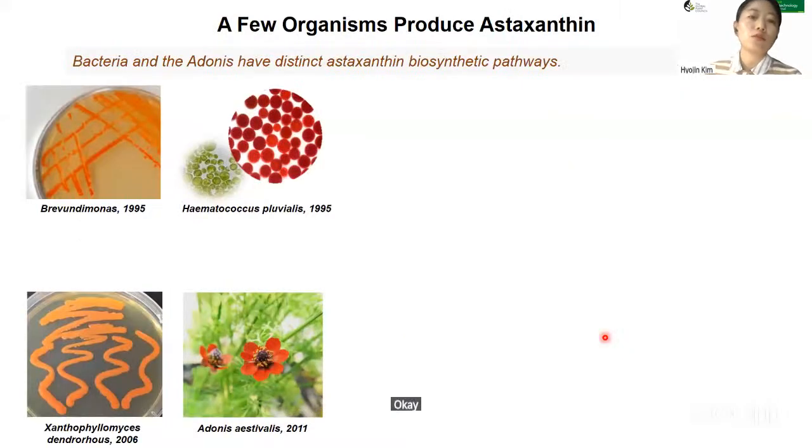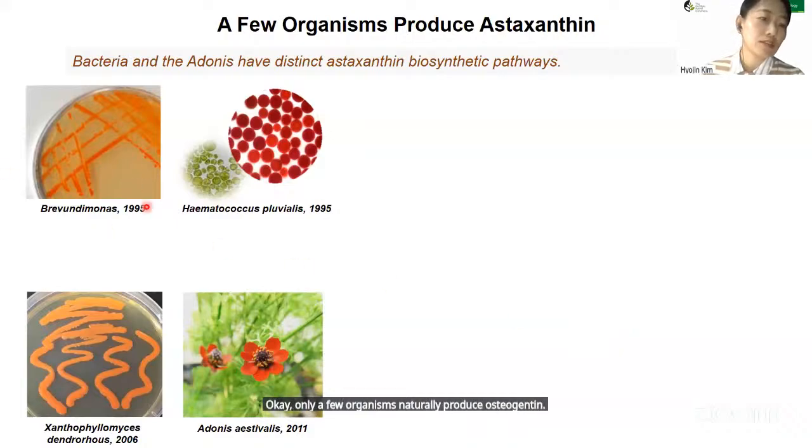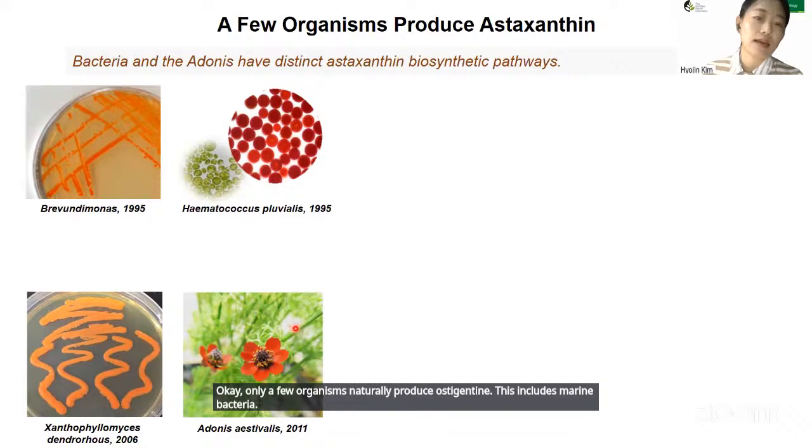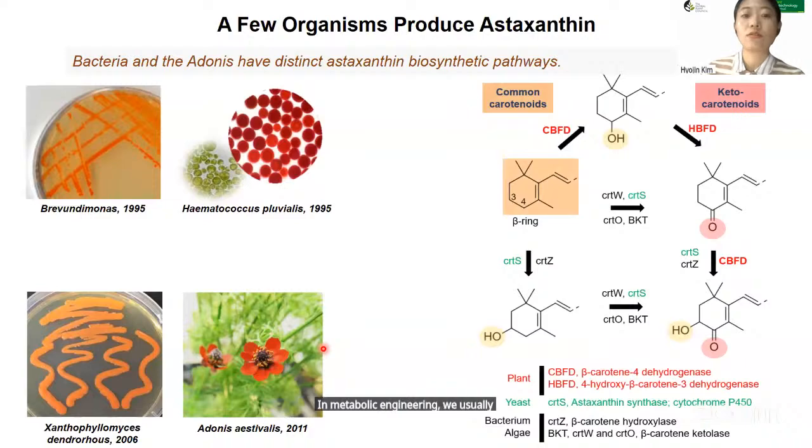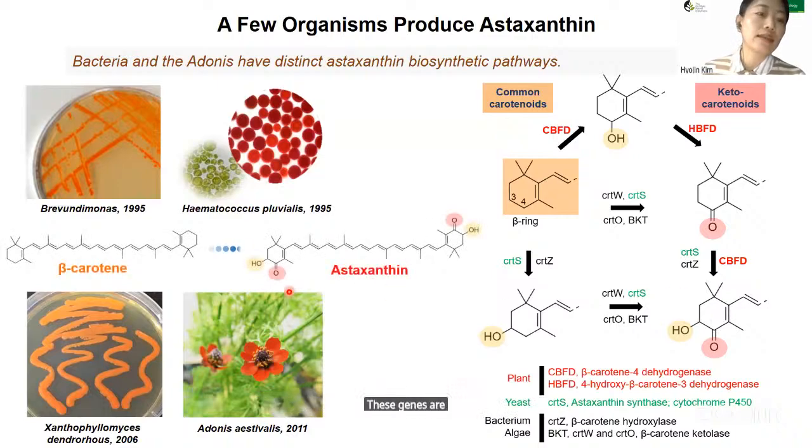Only a few organisms naturally produce astaxanthin. This includes marine bacteria, algae, yeast, and plants like Adonis. In metabolic engineering, we usually focus on two main pathways: the bacterial pathway, CrtW and CrtZ, and the plant-derived pathway, CBFD and HBFD. These genes are responsible for adding the hydroxy groups and keto groups.